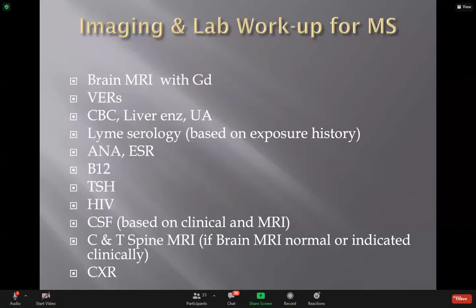Okay. So when you go to the imaging and lab work, you have a brain MRI with gadolinium, you have visually evoked responses, you have to do your blood tests, liver enzymes, you want to do Lyme serology. This is mainly in endemic areas for Lyme disease, like in Europe, France, some parts of Northern America, but not here. Here you might actually check for brucella in some cases. ANA, if there's another autoimmune process, B12, TSH, HIV. You want to check the CSF. C and T spine also, so you can get an idea of the extent of the disease.